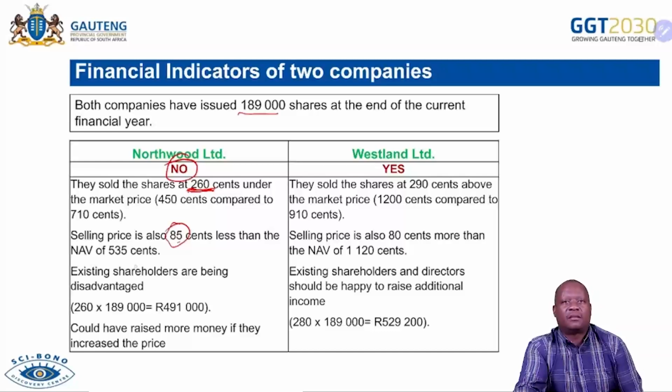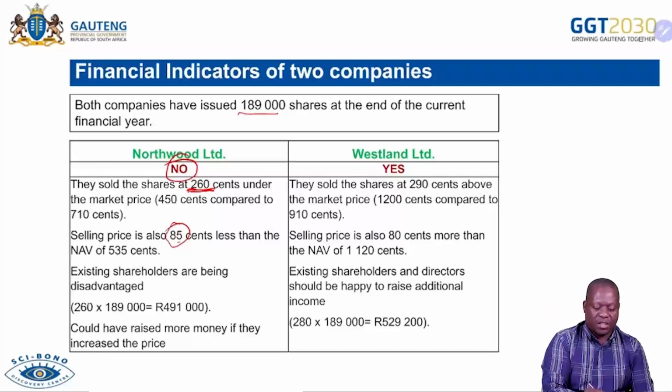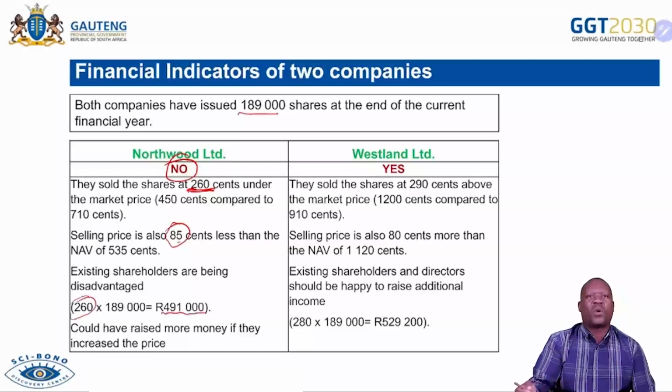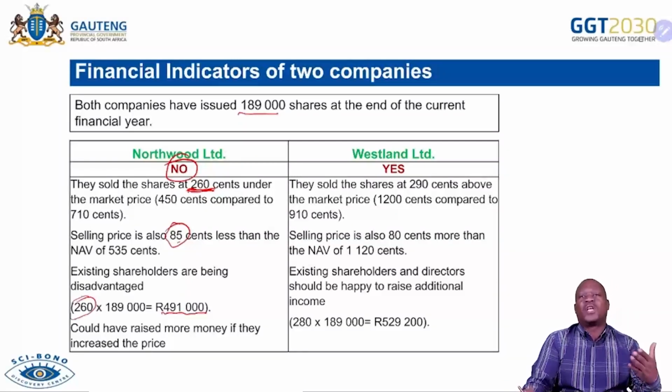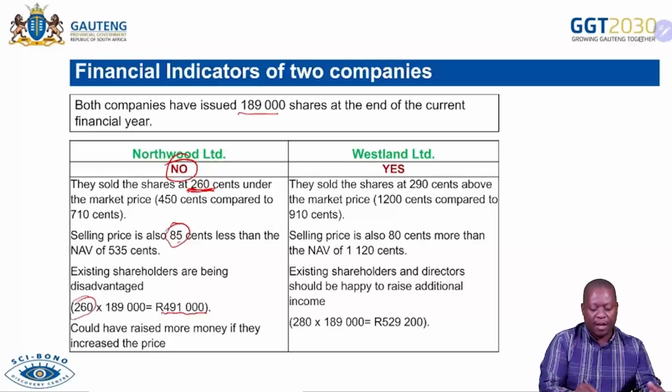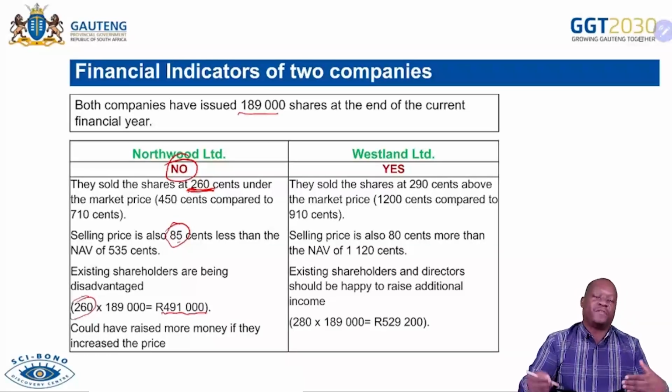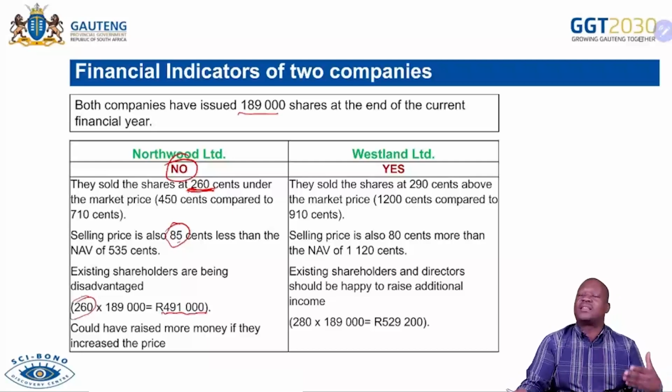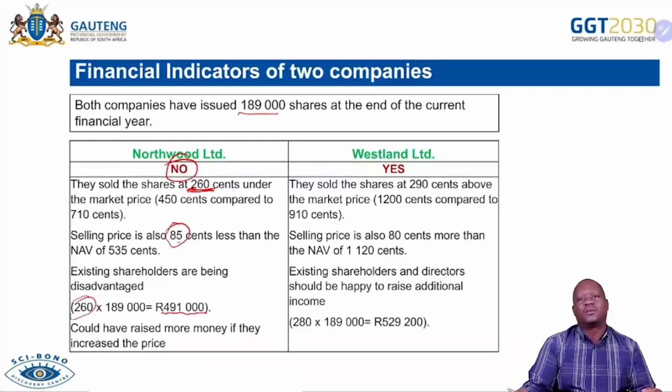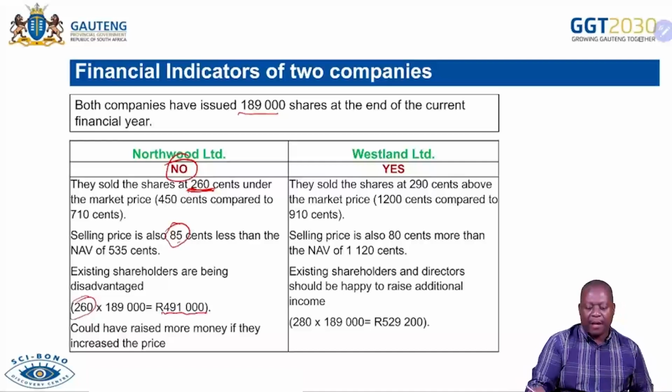They are losing money. Because it's 2.60 rand below, when you multiply by the 189,000 shares that have been issued, it means they have lost 491,000. What would have been a solution to this? They could have raised more money if they had increased the price. They should have issued these shares at the market price or at a price nearer to it so that they wouldn't lose money. But let's check what happened with Westland Limited.